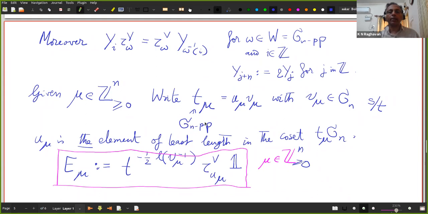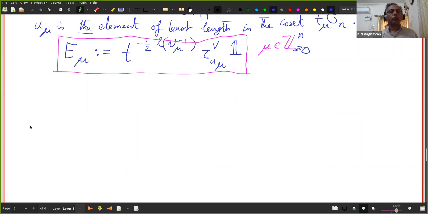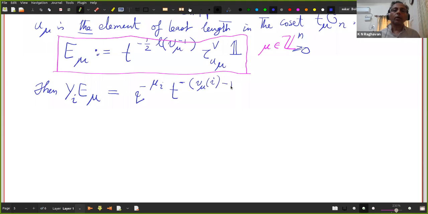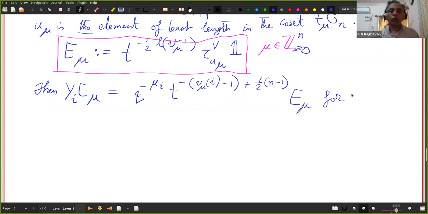There is this notion of length, and you have some two results here. Then Y_i E_mu: we claim that these are eigenvectors for these Dunkl-Cherednik operators, that is q to the mu_i times t to the minus something. It all looks messy, but once you get the hang of it, which I'm only beginning to, for 1 less than or equal to i less than or equal to n. So this is one statement. The second statement is that the coefficient of x^mu in E_mu is one.